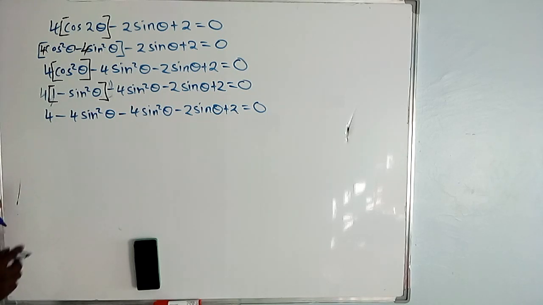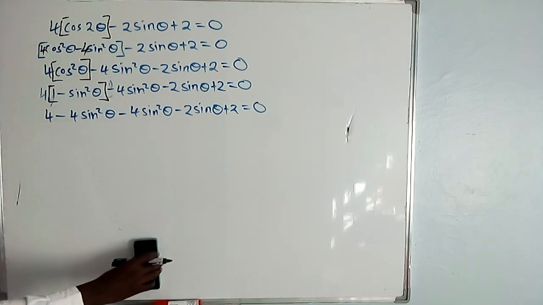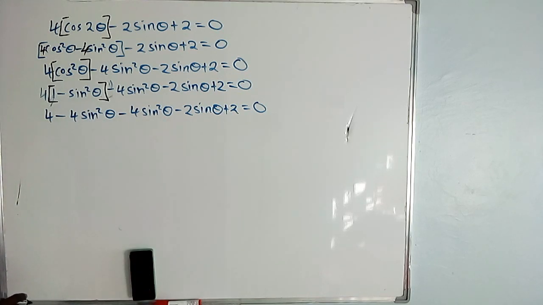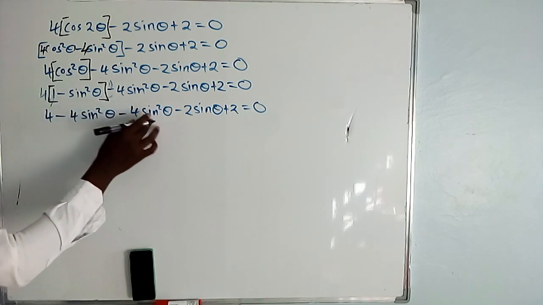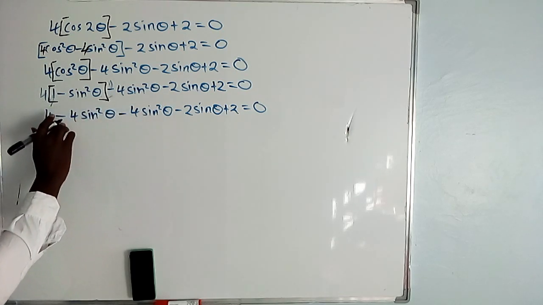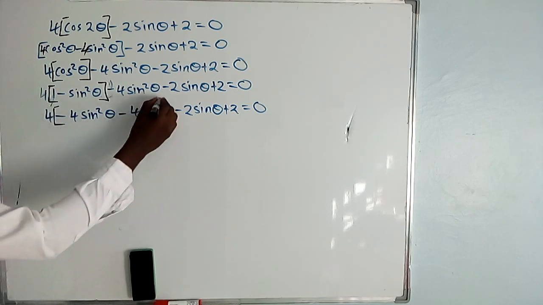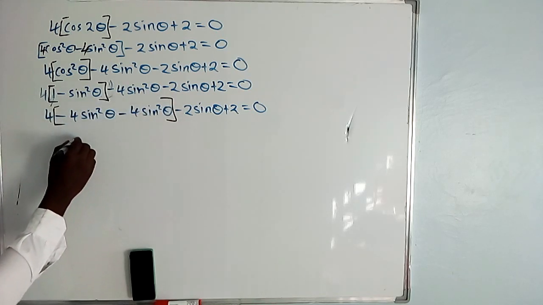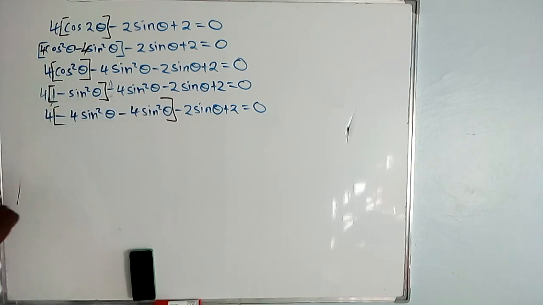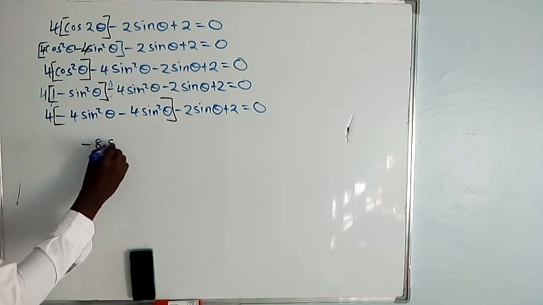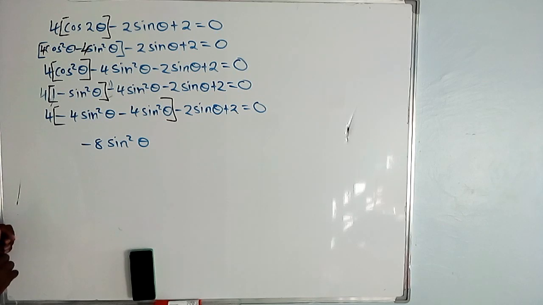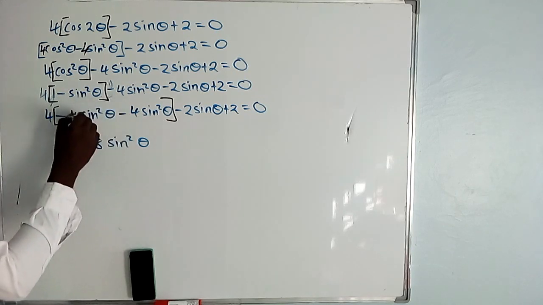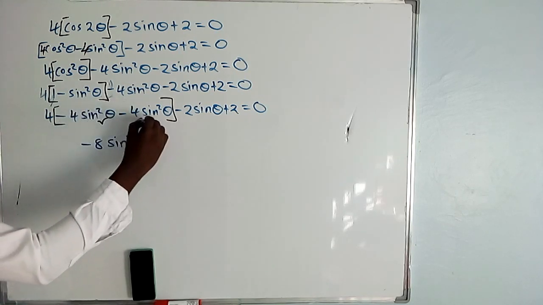So the next step is to simplify that expression, the whole of that equation. We simplify, meaning we join together the like terms, isn't it? So here we have negative 4 sine square theta and negative 4 sine square theta. That gives you a total of negative 8, isn't it? So there we have negative 8 sine square theta.